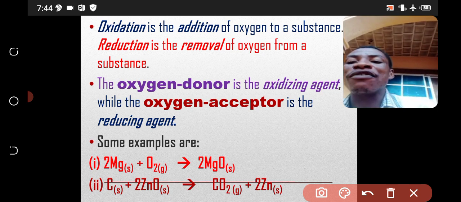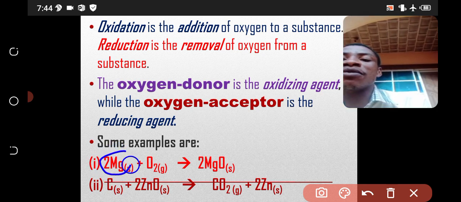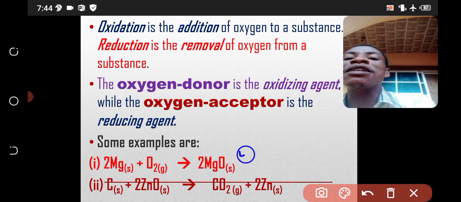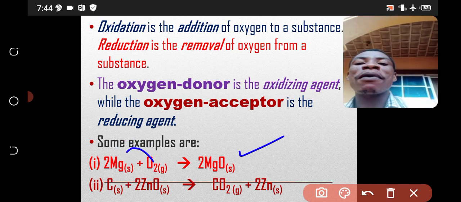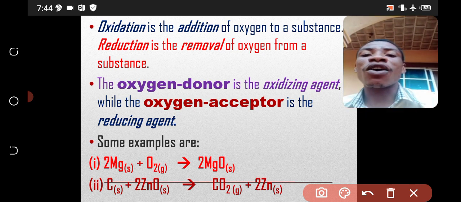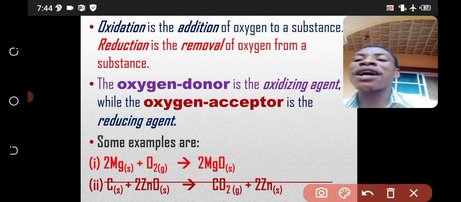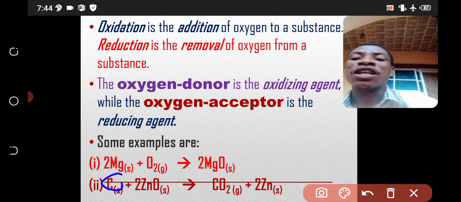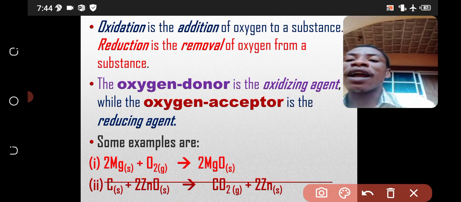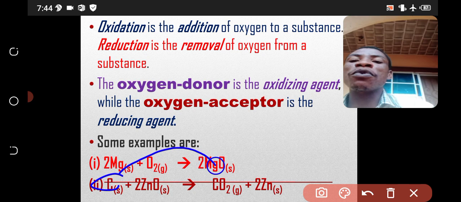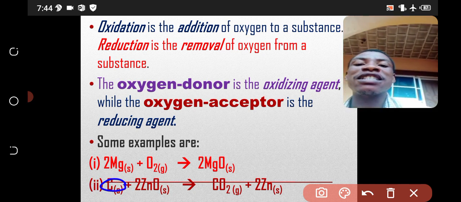An example is what we have here. You will see magnesium reacting with oxygen to give us magnesium oxide. So this reaction is simply addition of oxygen to magnesium. And take note, every combustion reaction is an oxidation reaction. And look at this second reaction, where carbon is reacting with zinc oxide. You are going to see that carbon has no oxygen at the reactant side, but when we get to the product side, it has 2 oxygen. That means carbon has been oxidized.